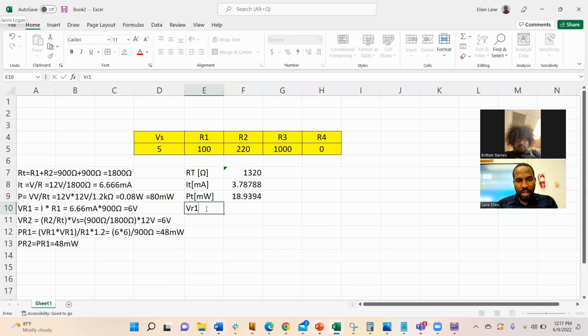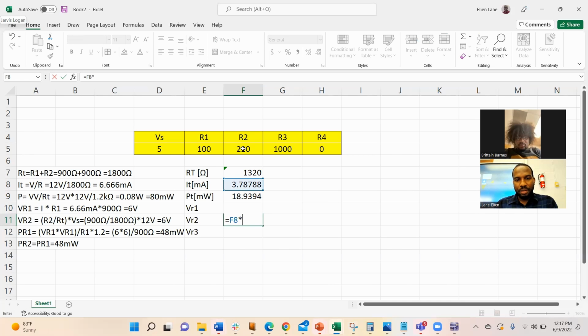So we can say VR1 here, VR2, VR3, VR4. We don't have any VR4, okay? So how can we do that? A good, easy way is just Ohm's law: the current times the resistance. So V is equal to I times R. What is V? This one here is equal to I times R.